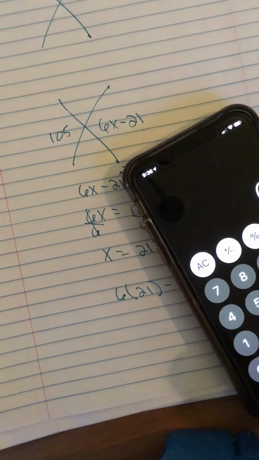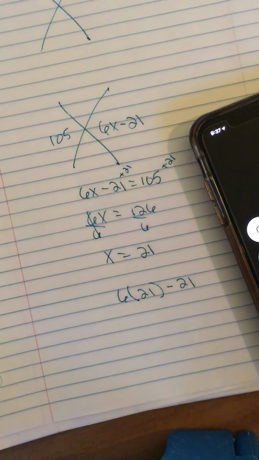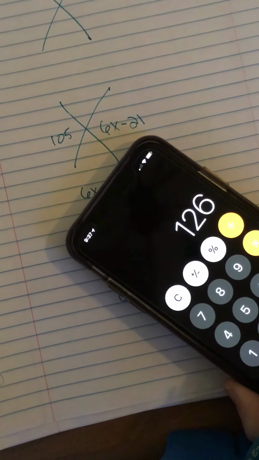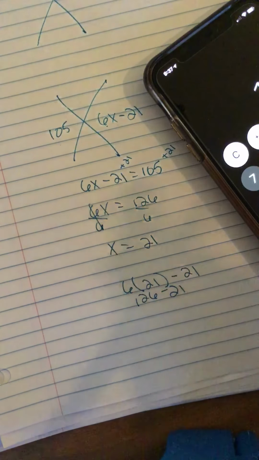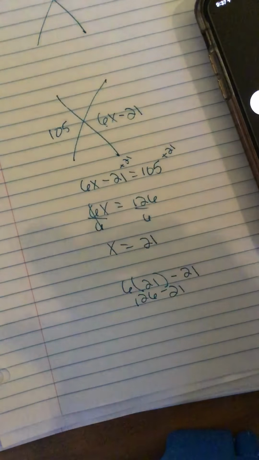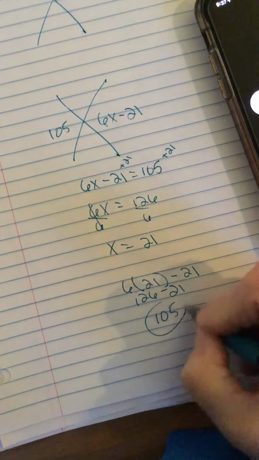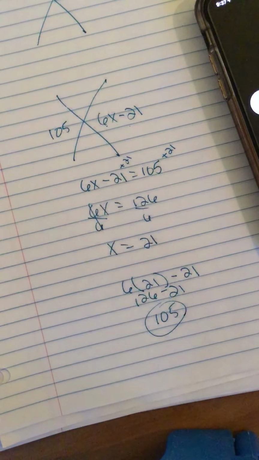So I'm going to go ahead and do 6 times 21 equals 126. So 126 minus 21. 126 minus 21 equals 105. And there it is, 105. So now I've got 105 here, and I've got 105 there. They match, so I did this problem correctly.